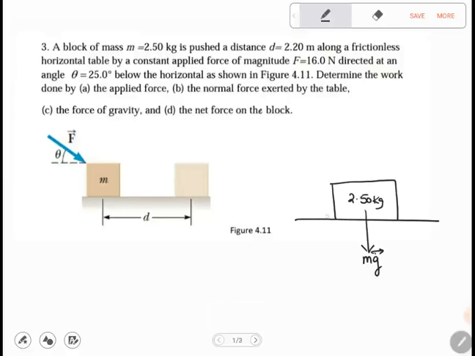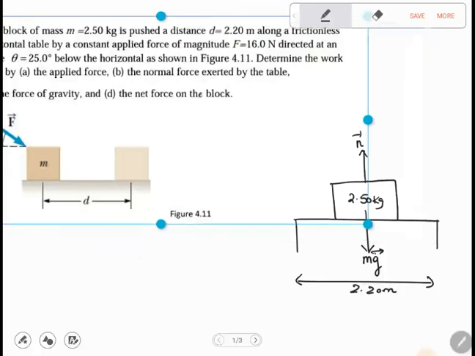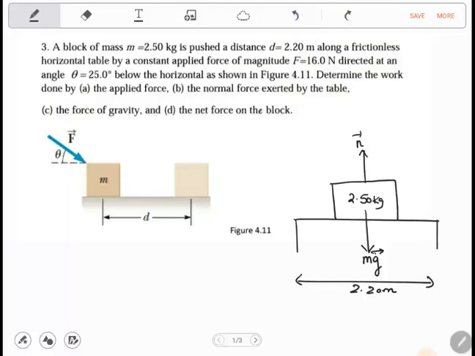As the weight is acting down, there's a force equal to the weight but opposite in direction, called the normal force. Then we know the distance is 2.2 meters. And what else? We have a force directed at an angle, and that is the angle you are seeing there, 25 degrees.